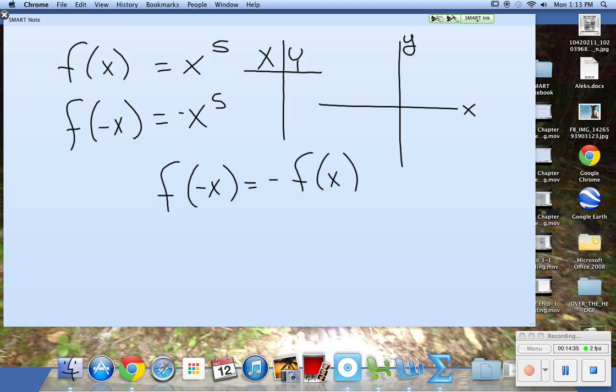I'm not getting mad. It's just kind of, there's your XY axis. Here's your XY. If I put 1 in for X, what's my f of x or my Y? 1. If I put 2 in for it, what is it? It's whatever 2 to the 5th is, right? If I put negative 1 in, what is it? Negative 1. If I put negative 2 in there, it's a negative 2 to the 5th.